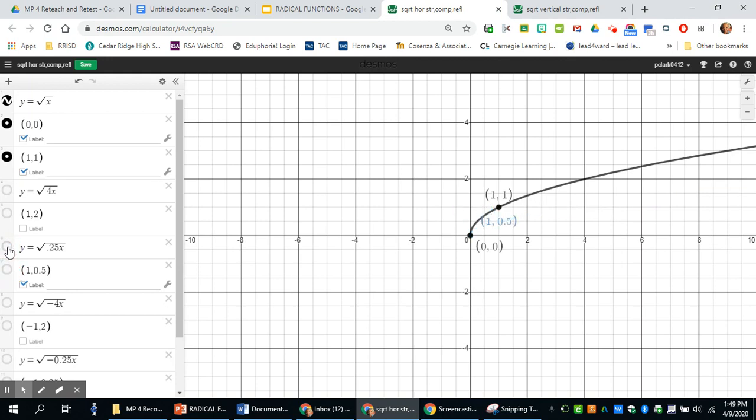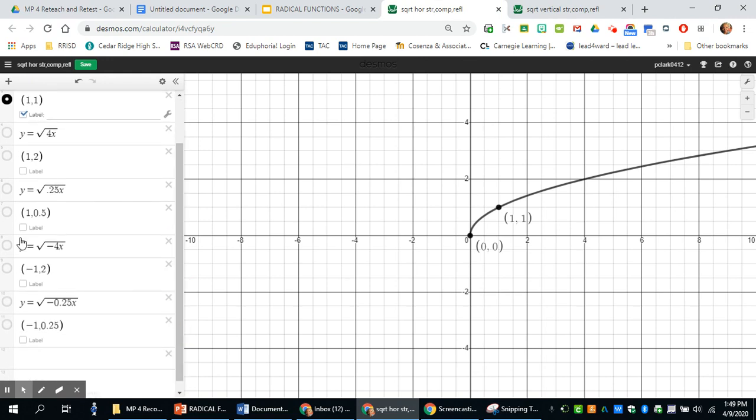The most interesting one here, though, is definitely the horizontal reflection. So here on the left, you'll see I have y is equal to the square root of -4x. So let's see what that looks like. Wow, that is a horizontal reflection. So you can see it has been reflected across the y-axis. That's because this is horizontal. So everything that's happening is going to be horizontal, not vertical.